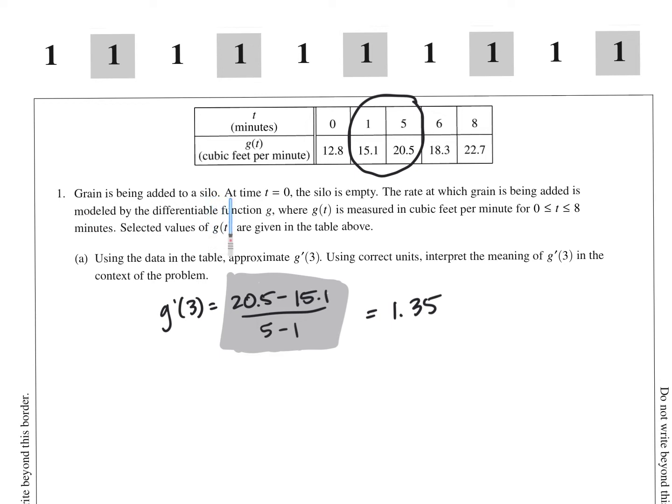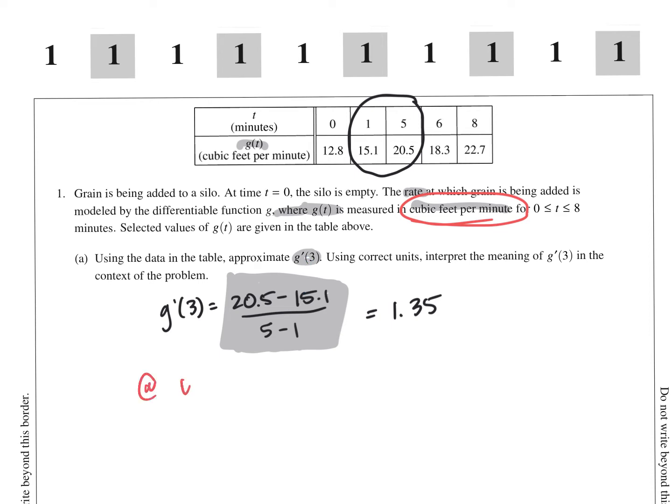Grain is being added to a silo. The rate at which the grain is being added is this g of t, and that's cubic feet per minute. So if they want g prime of 3, it's like a rate of a rate, right? It's a rate of a rate. How might we describe that? There's a couple musts. Exactly. He's saying, okay, I've got to take the rate of this rate. So it's always going to be that cubic feet, and then we're going to say per minute, or per minute squared.